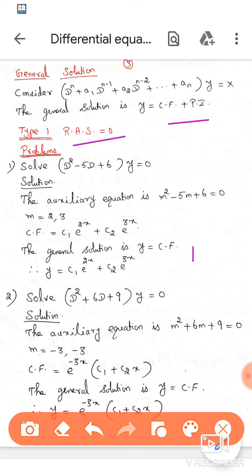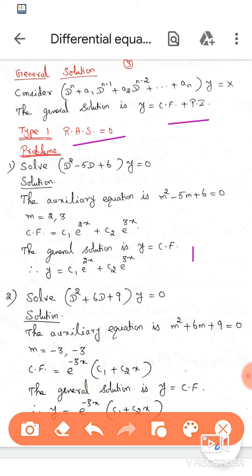In this type of problems, we have to write the auxiliary equation first. In this auxiliary equation, we have to find the roots. Next, we have to write the complementary function. Here the right hand side is 0, so there is no particular integral. The last step is the general solution. The general solution is y is equal to complementary function only.